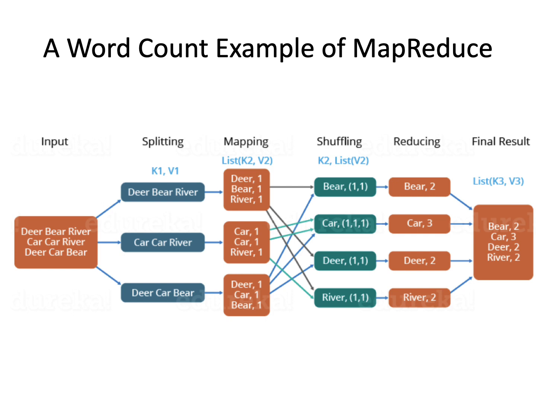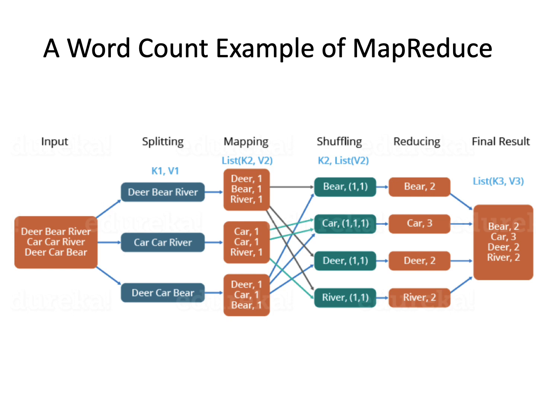And next, in the shuffling, after the mapper phase, a partition process takes place, where sorting and shuffling happens, so that all the tuples with the same key are sent to the corresponding reducer.